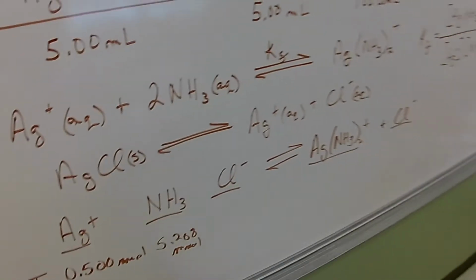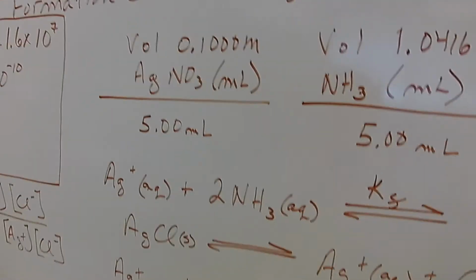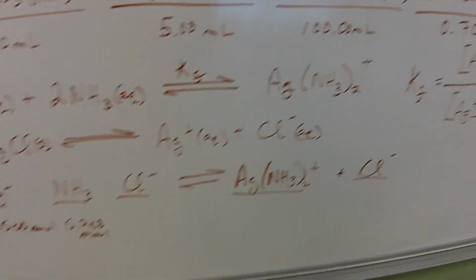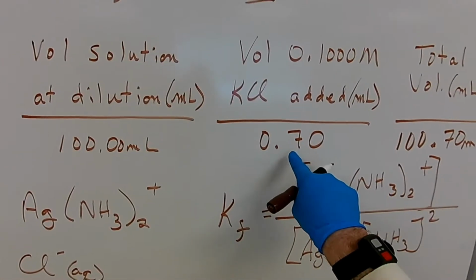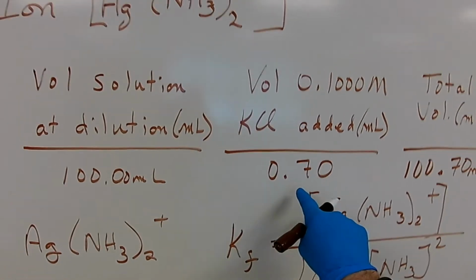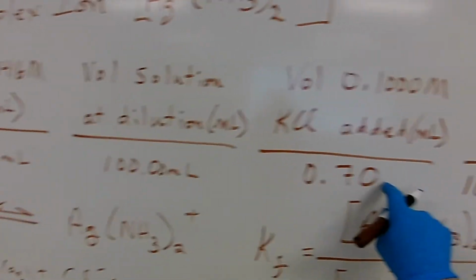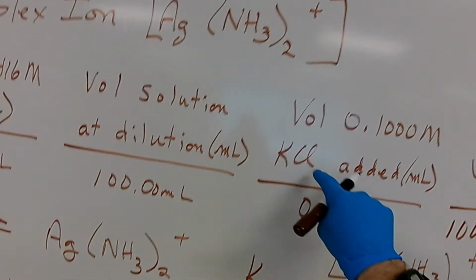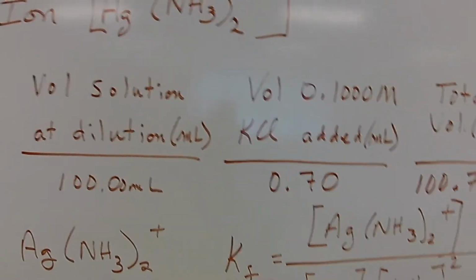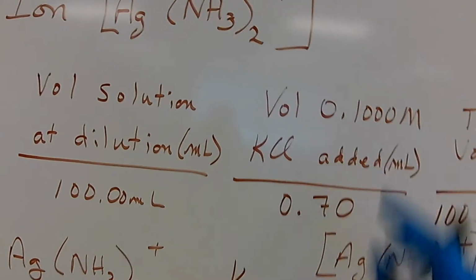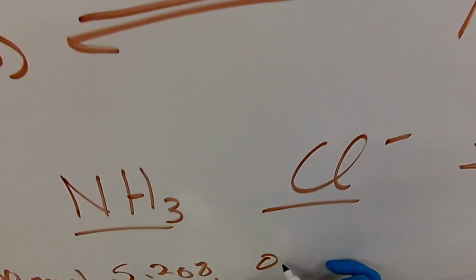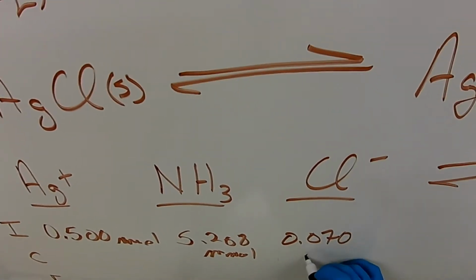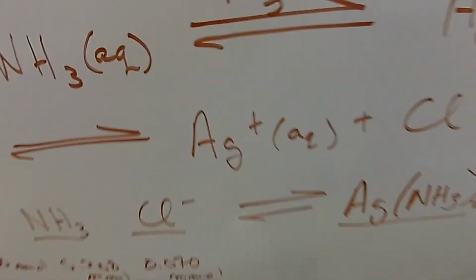How about the chloride? What's the starting amount of chloride? Well, let's see. Remember I said milliliters, actually, the same moles of this is the moles of chloride. So if we find the millimoles of that, it's equal to the millimoles of chloride. So 0.7 times 0.1 is 0.07. 0.070, that's good enough, millimoles. That's what you start with.